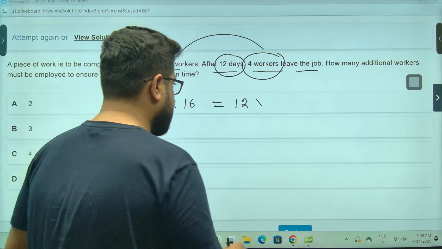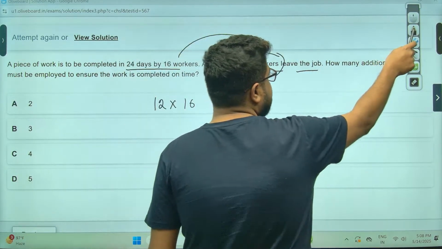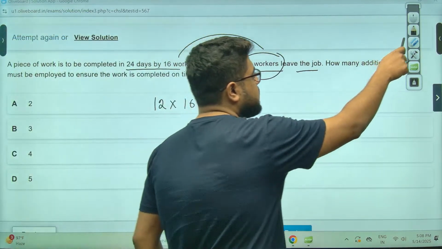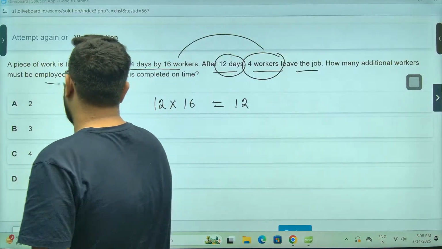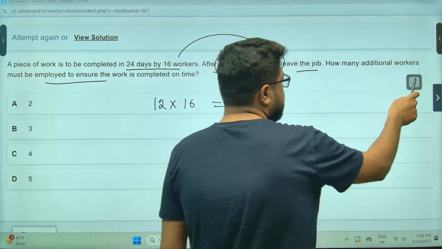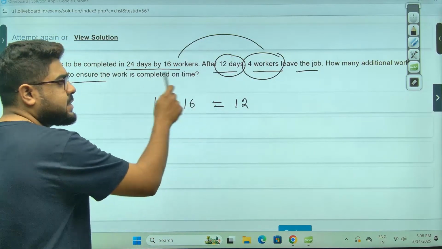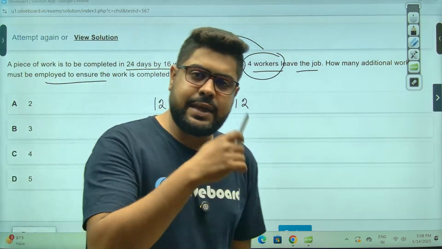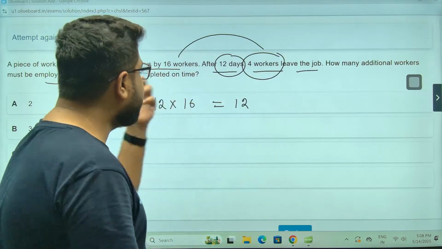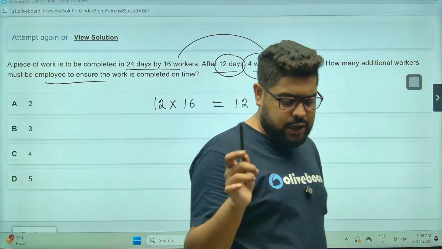12 workers are working. Now they are asking how many additional workers must be employed to make sure the work is finished on time. Sir, please understand. Whatever work is left, this 12 into 16 units of work needs to be completed by X number of men. In how many days? Total 24 days. It was to be completed in a total of 24 days.